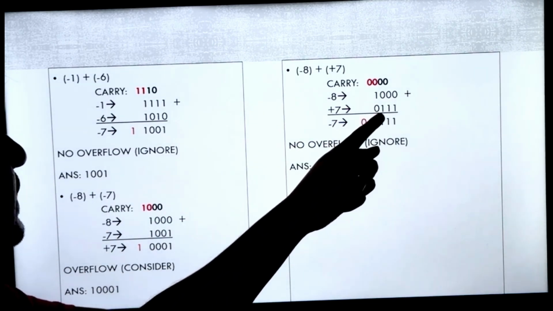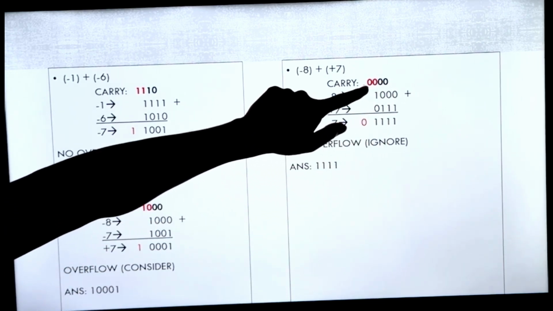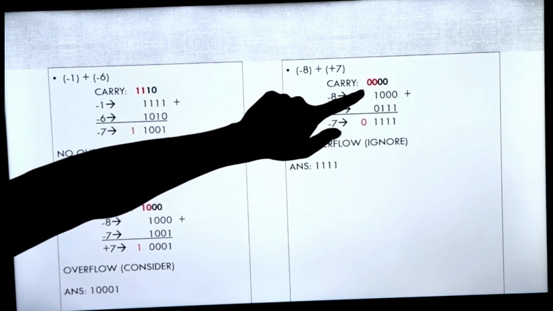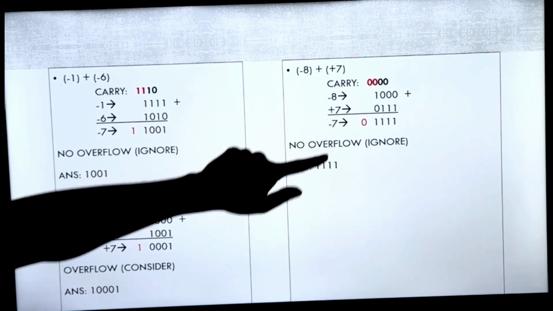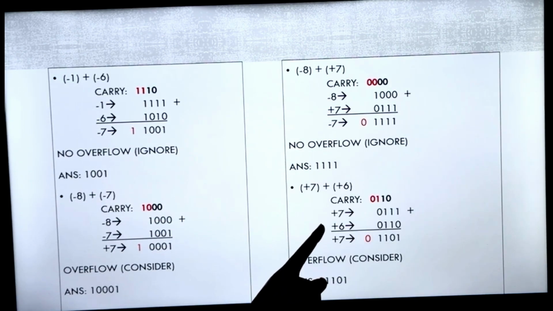Next you see here. So here we are adding -8 and +7. There is 0, 0 as the first two carryout bits. So there is no overflow. We are simply ignoring it. Next, please check it very carefully. This one is one of the most important examples.